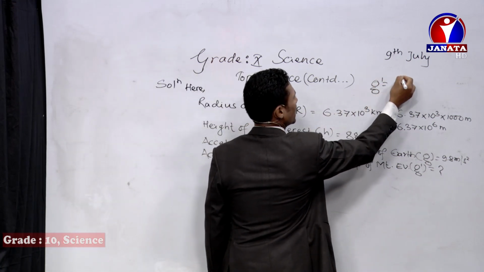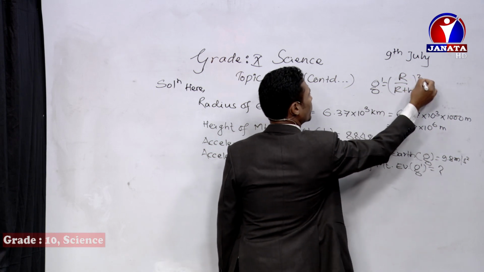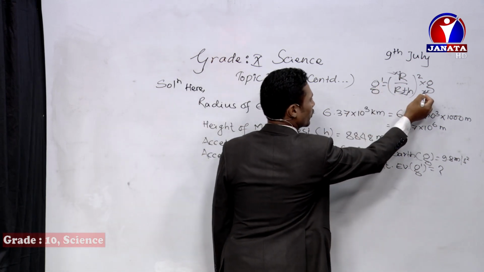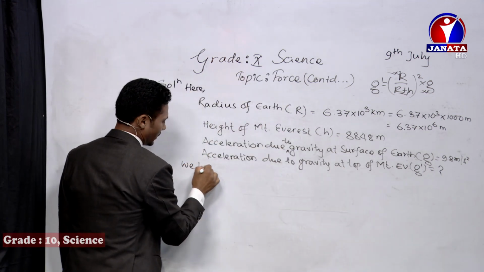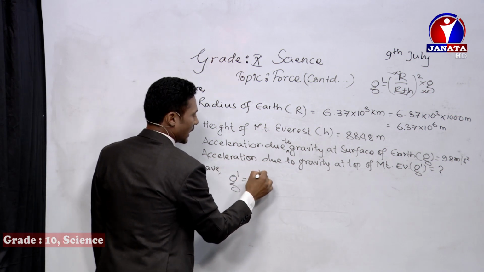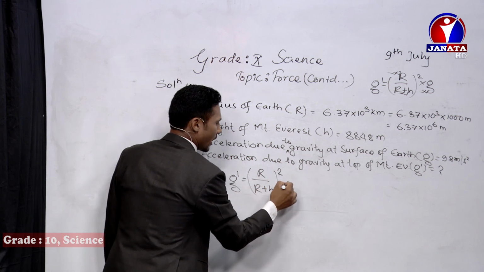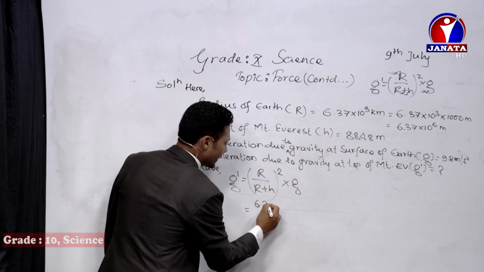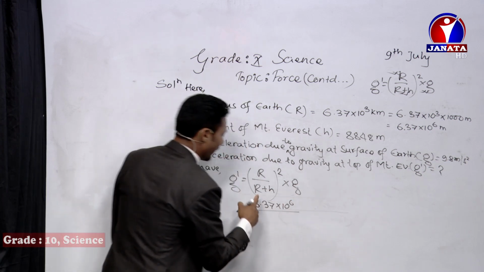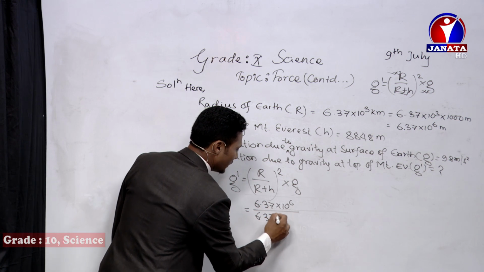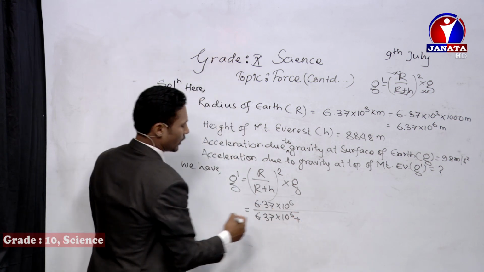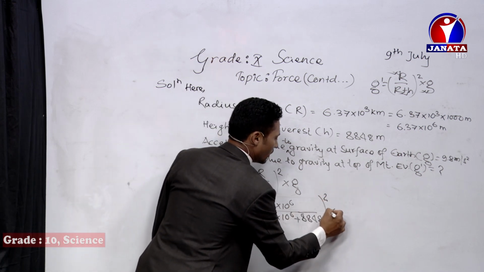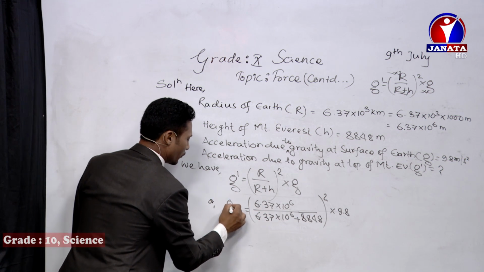This g dash equals R by R plus h to the whole square into g. So this formula is suitable because radius is given over there, height is also mentioned over there, and g is also given over there. So we use that formula. We have g dash equals R by R plus h to the whole square into g. Let's put the values here: R, the radius, is given there, 6.37 into 10 to the power 6, divided by R again, 6.37 into 10 to the power 6, plus height given over there, 8848 meter. So this to the whole square into 9.8. This is the value for g dash.